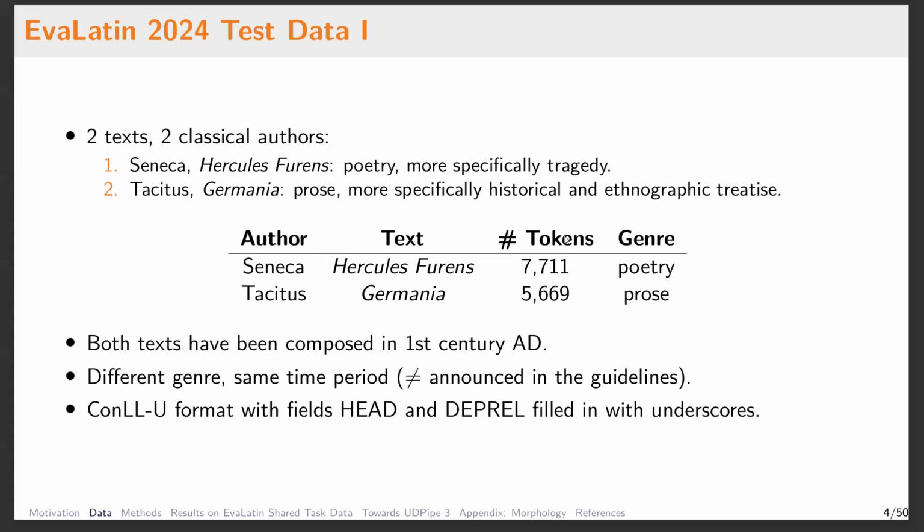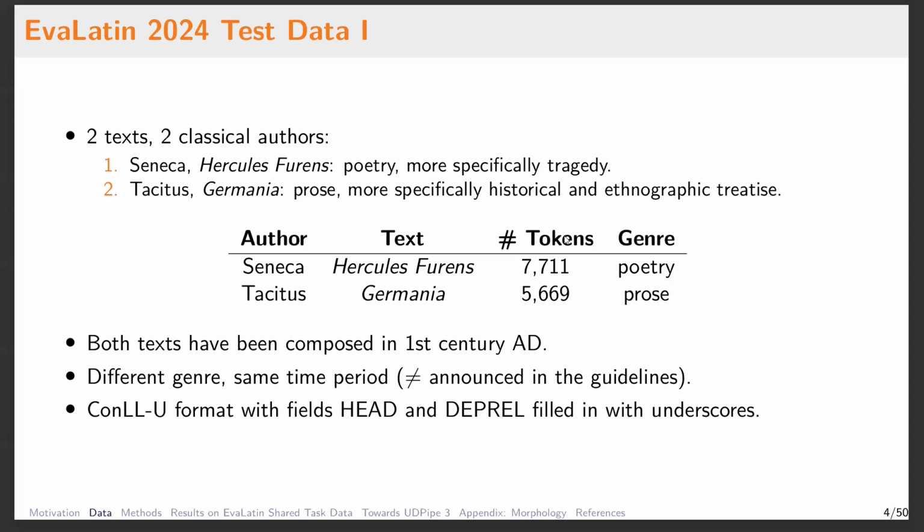For test data, we got 2 works by 2 classical authors, one representing poetry and the other one representing prose. As for poetry, the text used for test data was Hercules Furens by Seneca, which is a tragedy. And for prose, Germania by Tacitus, which is a historical and ethnographic treatise. You can see in this small table the sizes of the 2 texts, which have both been composed in the 1st century.